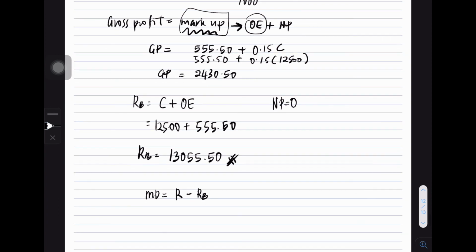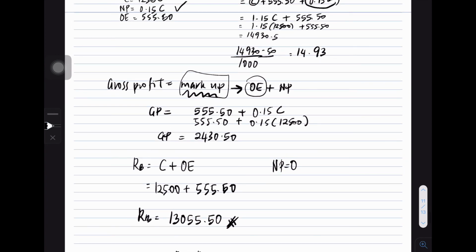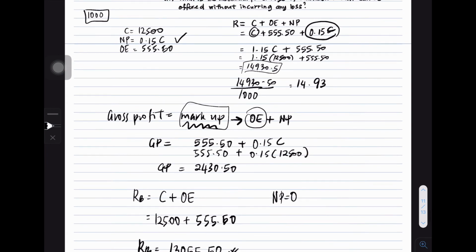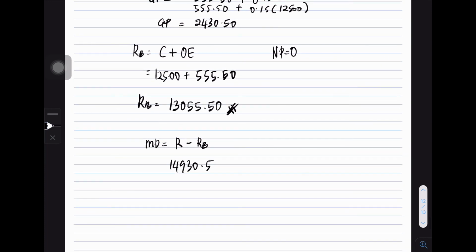Okay, so harga retail sebenar tadi kita kira yang ni. 14930.5. Okay, 14930.5 tolak dengan 13055.5. Okay, so awak akan dapat 1875. So macam mana nak dapat percentage markdown?